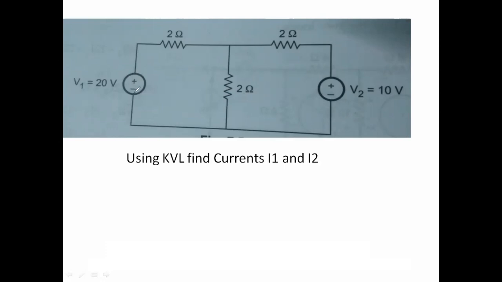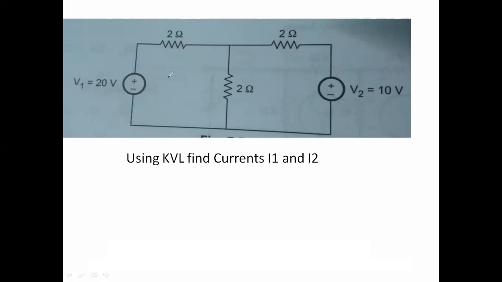Suppose these two sources are removed and the terminals are just connected like this. Then this particular network becomes a passive network, as there are no sources. By connecting these sources, it becomes an active network or active circuit. So for this type of circuit, how can we find the currents?